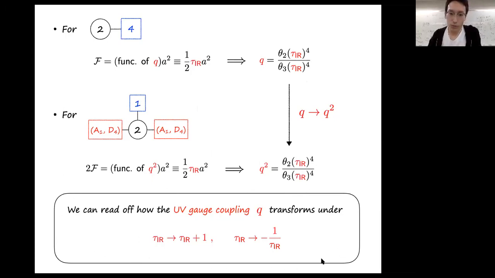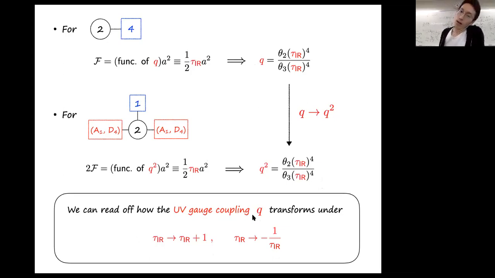And then we can read off how this UV gauge coupling, how this Q, transforms under this S-duality transformation. I mean, this guy is a totally mysterious non-Lagrangian theory, and we expect that the action of S-duality, PSL(2,Z), is there for this theory. But assuming this relation between the Lagrangian theory and the non-Lagrangian theory, we can predict the coefficients here. And in principle, we can read off how this UV gauge coupling transforms under the S-duality transformation.